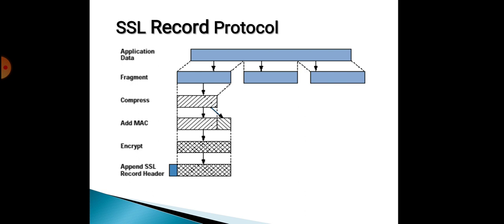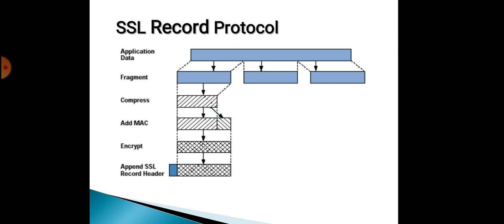This is the basic diagram of SSL record protocol operation. You can see in the diagram, the first section is application data, in its full format. Next, the sequence from top to bottom: application data, fragment, compress, add MAC, encrypt, and append SSL record header. Next is fragmentation. The application data is divided into smaller blocks, that is, fragments.